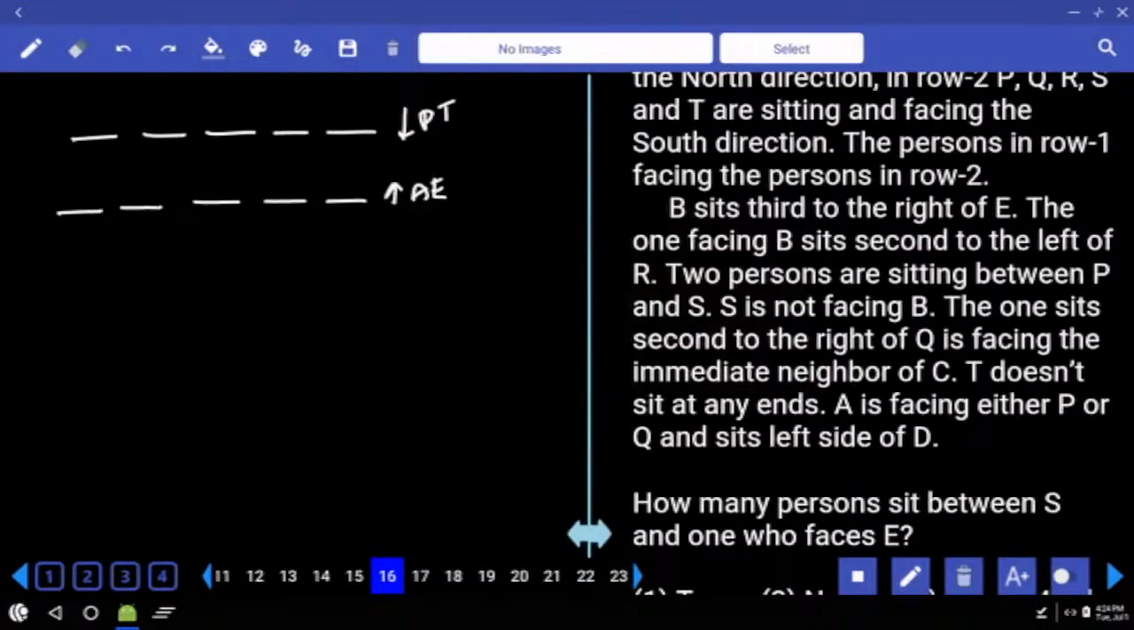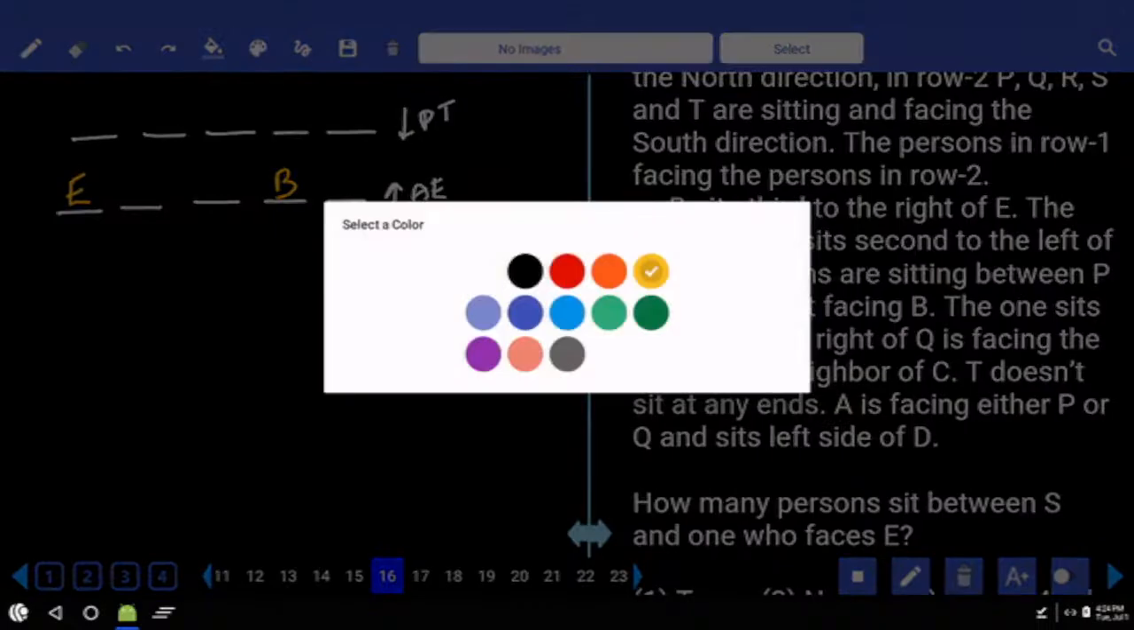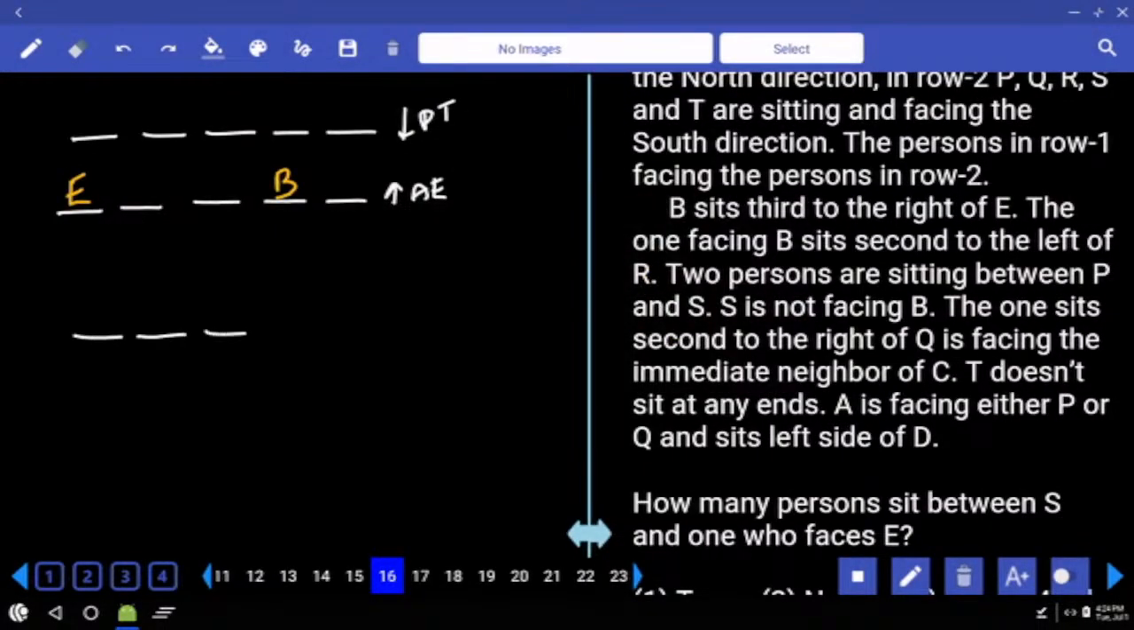How many possibilities do we have? If E is here, B will be here, 1 possible. Then in the next case, now 1, 2, 3, 4, 5. Now here again 1, 2, 3, 4, 5. Now B sits third to the right of E. Now B is here, E is here. Now broadly we have only 2 possible.